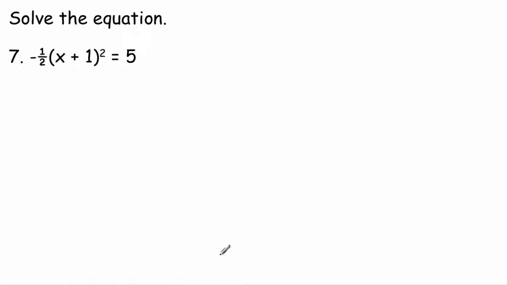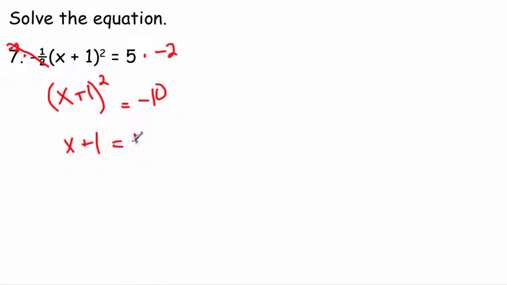Alright, let's solve this equation. The first thing I need to do is get rid of this -1/2. So I'm going to multiply both sides by -2. That's going to cancel out this -1/2. So I end up with x plus 1 squared equals -10. I'm going to take the square root of both sides. So this is going to get me x plus 1 equals plus minus the square root of -10.